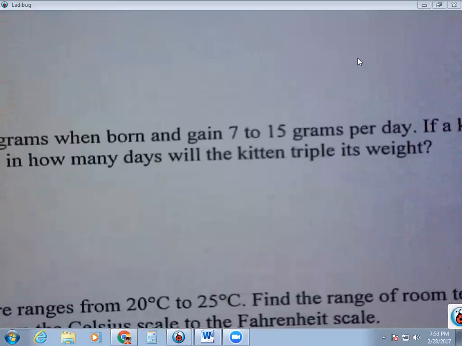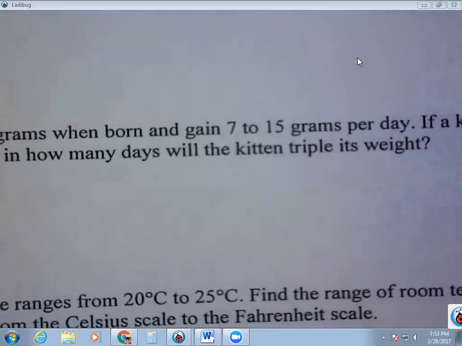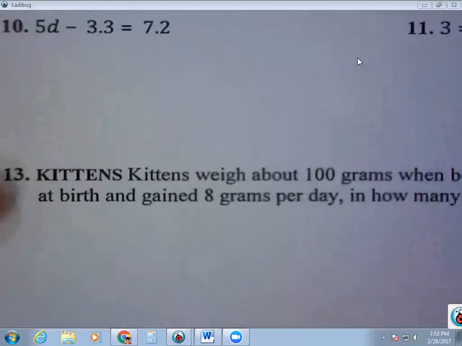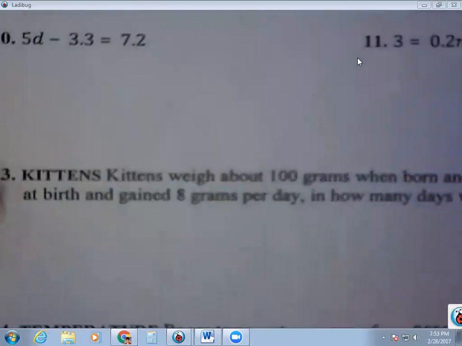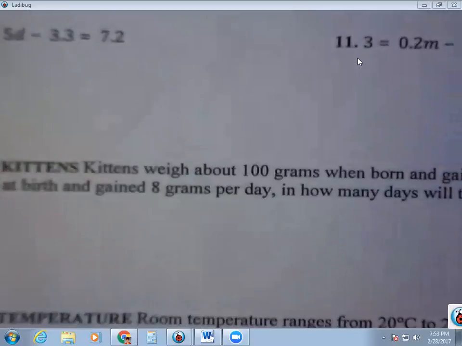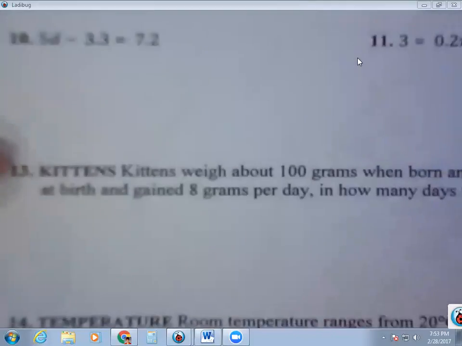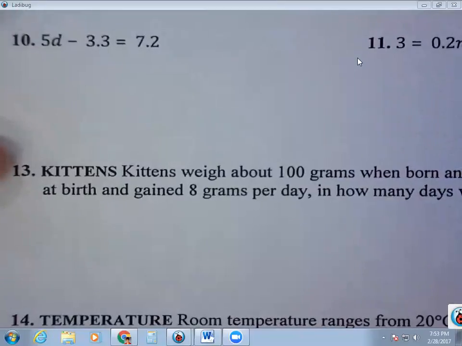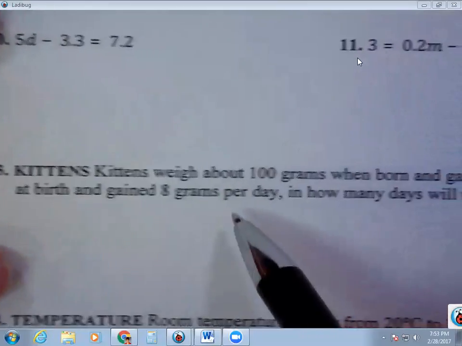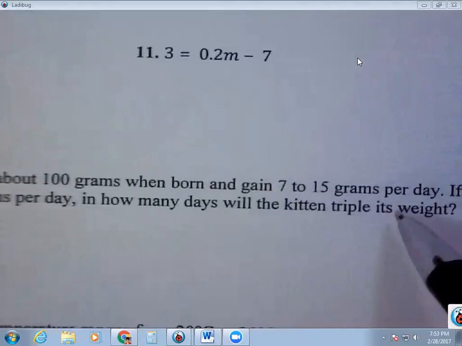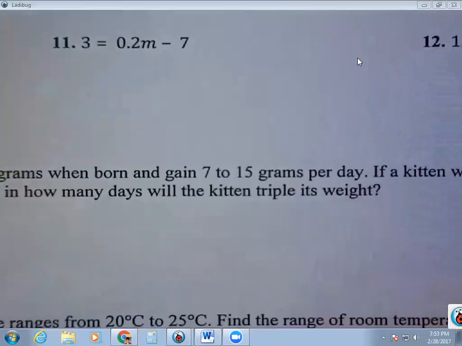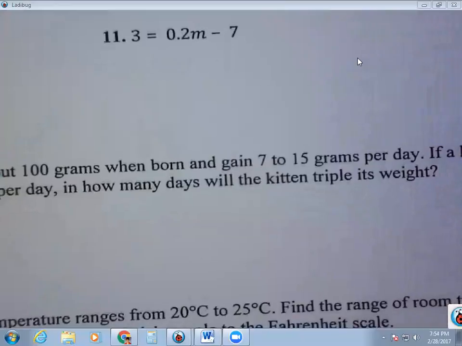Let's look down here at number 13. So number 13 is a nice word problem for you, and it's mad confusing. There's lots and lots of information, isn't there? My suggestion, don't be overwhelmed by all the words. Let's break it down step by step and take a look at what this is saying. Okay, so it gives us some information. It says kittens weigh about 100 grams when they're born, and then they gain some grams every day. That's just info. That's just telling us kind of how kittens roll, okay? Kittens are about 100 grams, and then they gain a lot of grams each day.